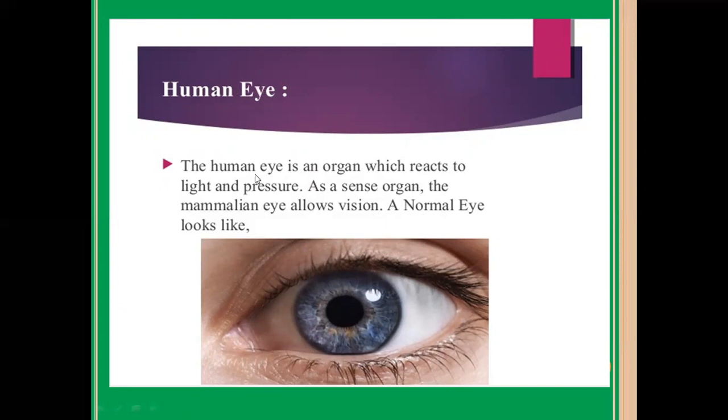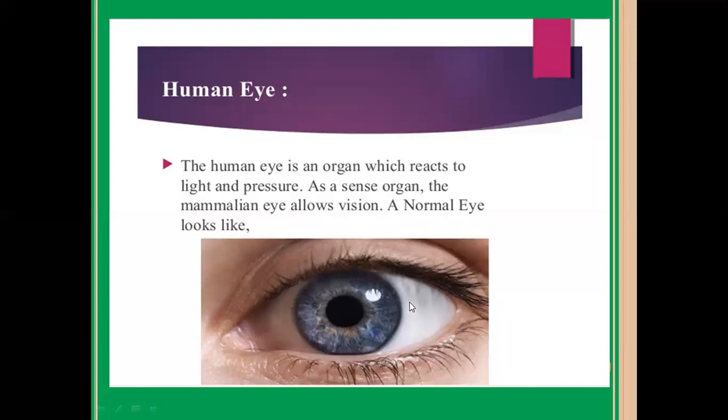Human eye. What is the eye? How can you define it? The human eye is an organ which reacts to light and pressure. As a sense organ, the mammalian eye allows vision. A normal eye looks like this. And this is the human eye.